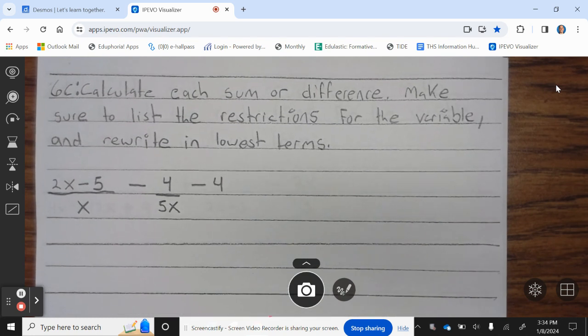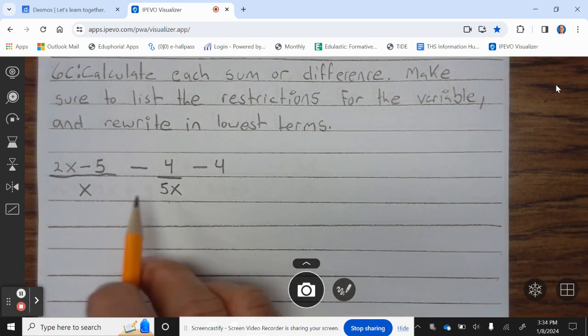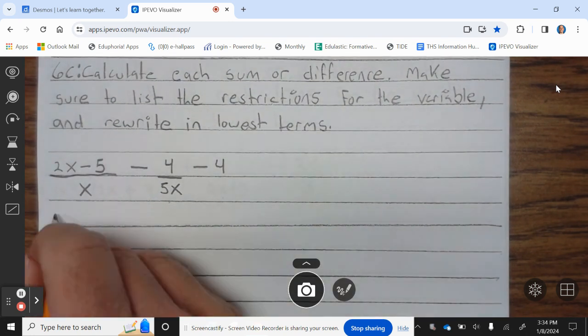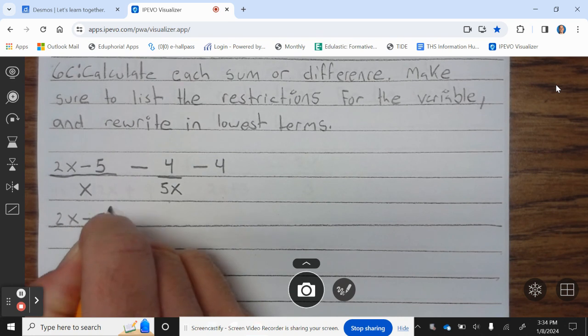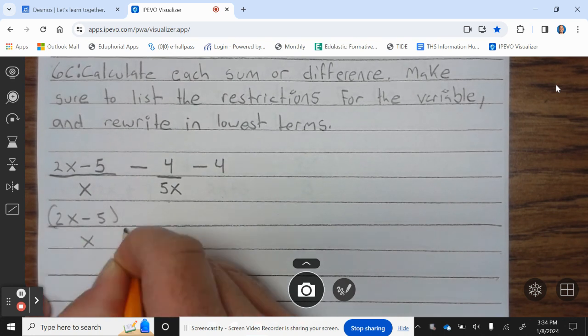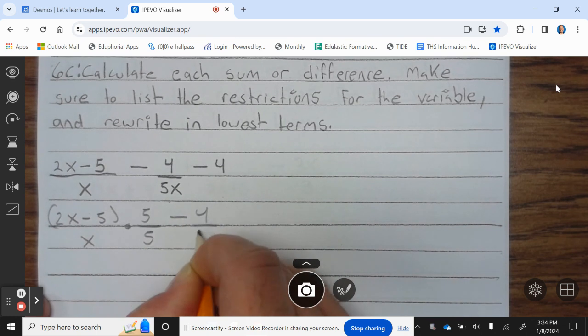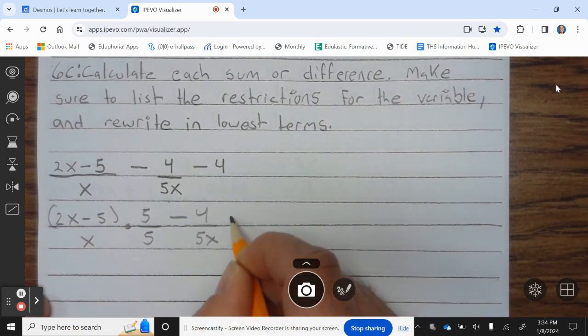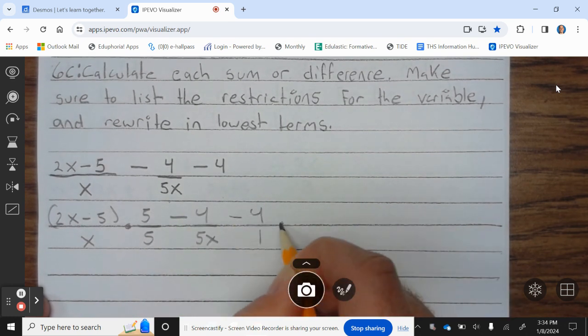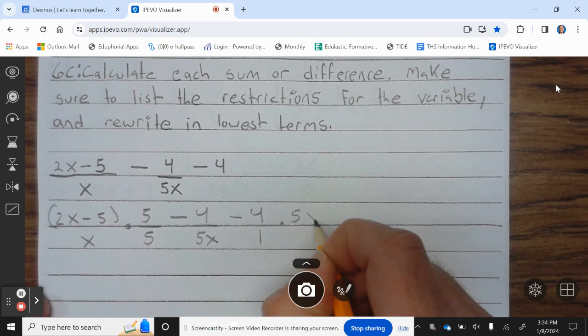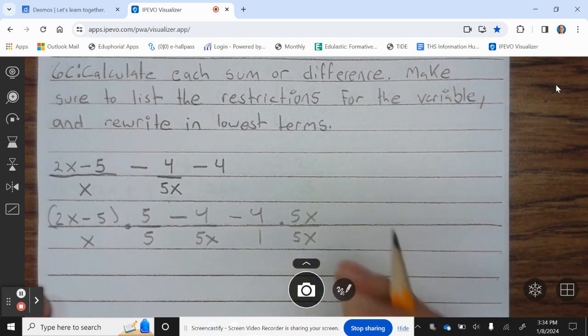All right, 6c. Calculate each sum or difference. Make sure to list the restrictions for the variable and rewrite in lowest terms. Okay, so the common denominator is 5x. We just need to make this 5x and this 5x. So we have 2x minus 5 divided by x times 5 divided by 5, minus 4 divided by 5x. We leave alone because that's fine. And then minus 4 divided by 1 times 5x divided by 5x.